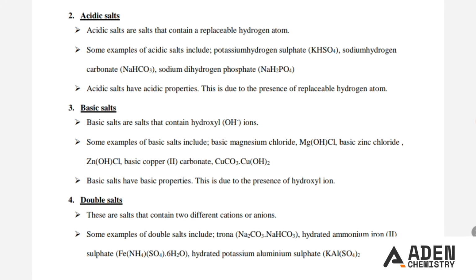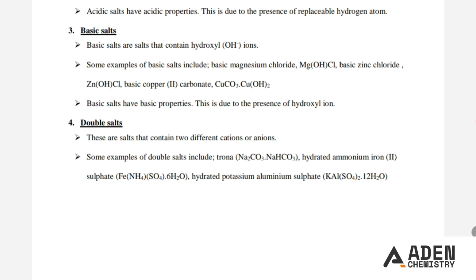Next, we're having double salts. That's number 4. So what are double salts? We are saying these are salts that contain 2 different cations or anions. So let's go and see some examples of double salts. They include trona. Trona is sodium carbonate dot sodium hydrogen carbonate dot 2 moles of water of crystallization.